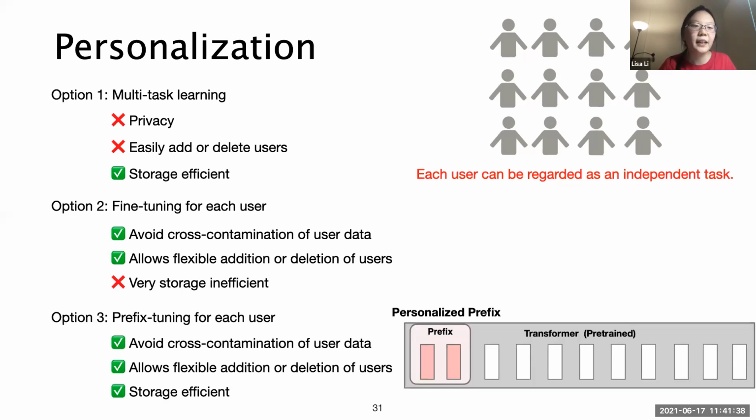Option 3 is to use prefix tuning and train a personalized prefix for each user. In this way, we can preserve user privacy by training separately, and we allow for easy addition or deletion of users by training or removing their personalized prefix. This is also storage efficient because the overhead for each additional user is very small. We only need to save this very small prefix.